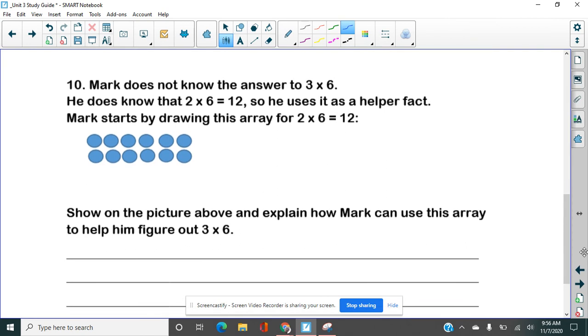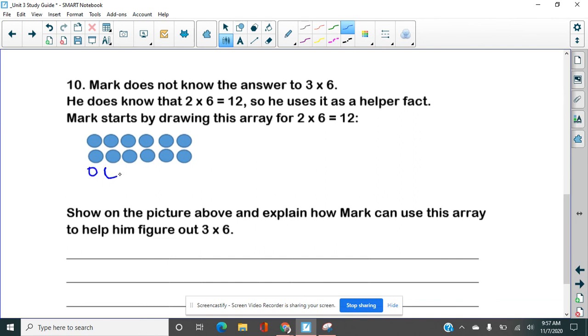All right, last problem down here. Mark. Mark does not know the answer to 3 times 6. Oh, he doesn't know Mr. White's Threes song. That's okay. Maybe we'll teach him. He does know that 2 times 6 equals 12, so he uses it as a helper fact. Mark starts by drawing this array for 2 times 6. That's a good array, right? He drew it well. Show on the picture above and explain how Mark could use this array to help him figure out 3 times 6. So what do we need to add to his array if we want to show 3 times 6? We need to add another row.